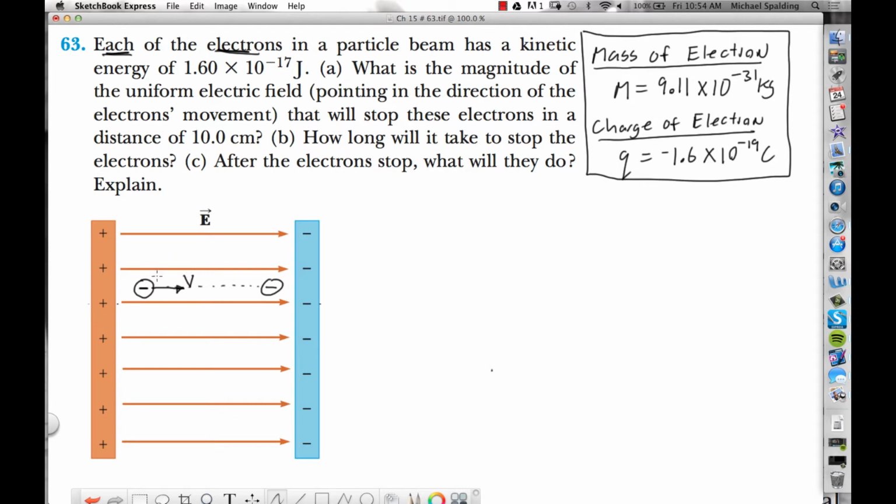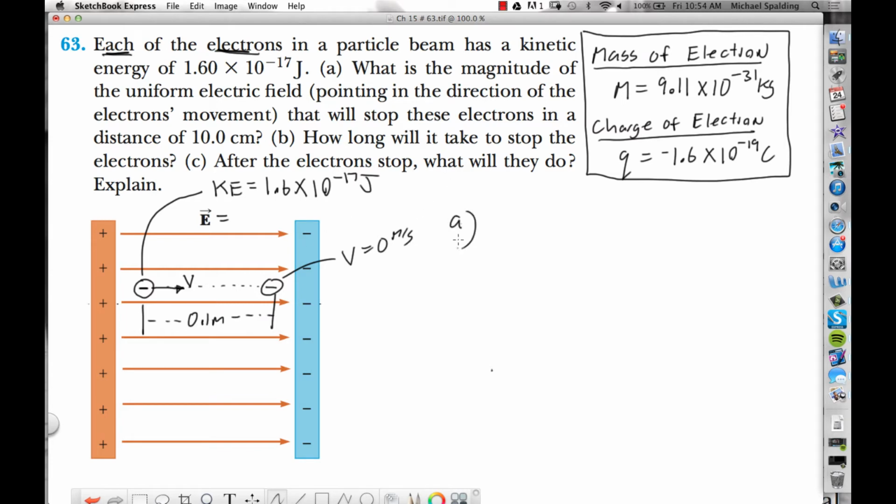So they tell us the initial kinetic energy. This electron has a kinetic energy of 1.6 times 10 to the negative 17 joules. Right here, the velocity goes to 0, so it has no kinetic energy. And what else do we have? Oh, we know the mass of the electron. Okay, so the first question, what's the magnitude of this electric field? Oh, we have the stopping distance. From there to there is 10 centimeters, which is 0.1 meters. Okay, that's the stopping distance.